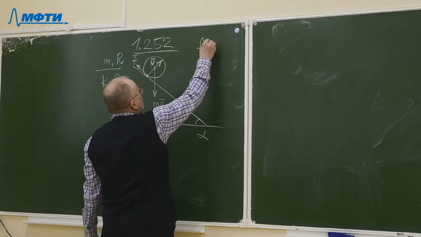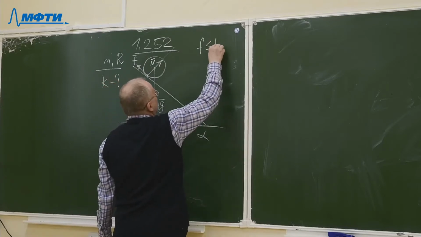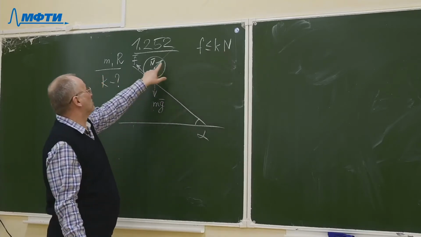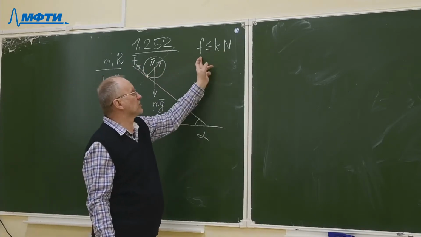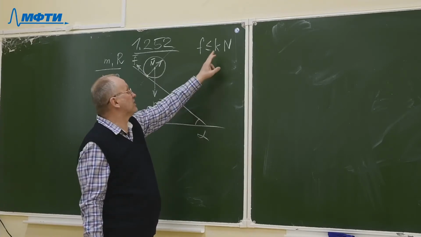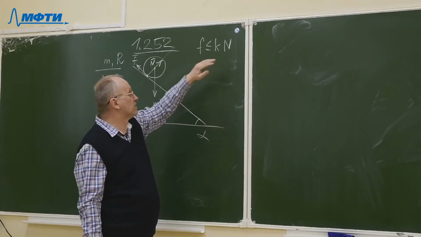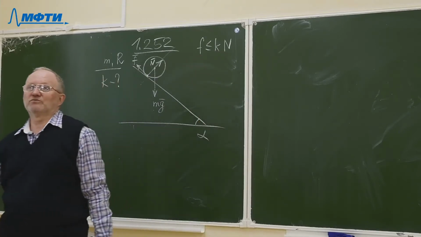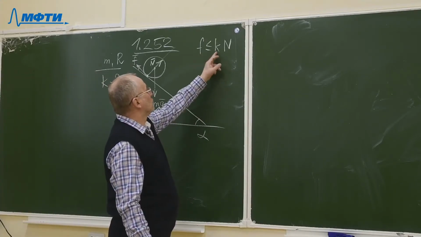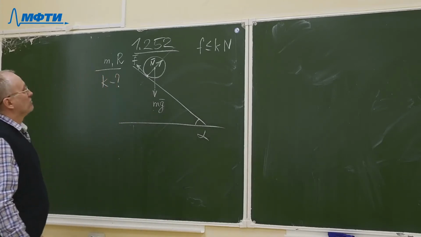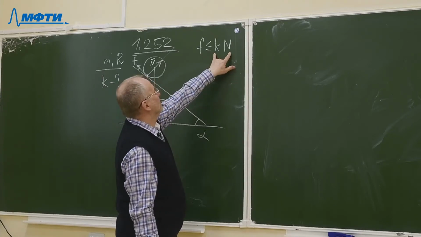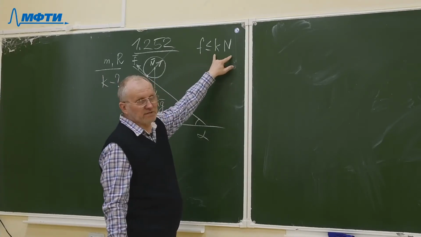The connection is this: the force of friction is less or equal to the coefficient of friction times the force of normal reaction of the surface. So between these two components there is such a connection. Why is it so? Because of the definition of the coefficient of friction. We define this quantity as the coefficient in this inequality, so that the force of friction cannot exceed this value. It can be smaller, but it cannot exceed this value.